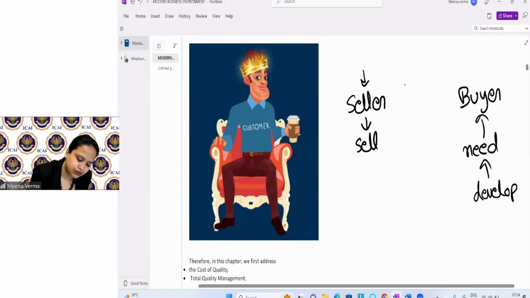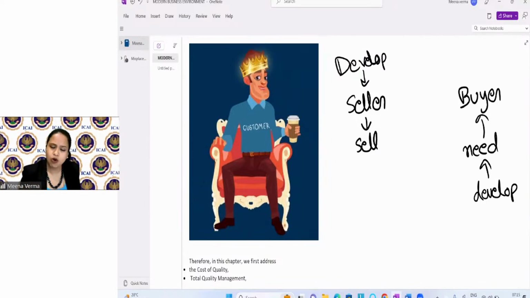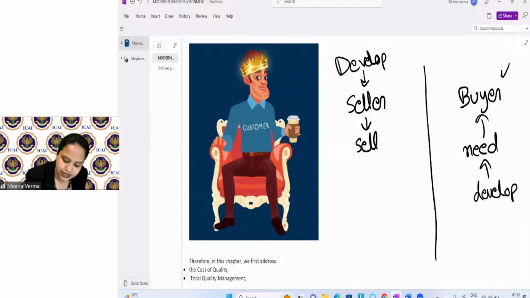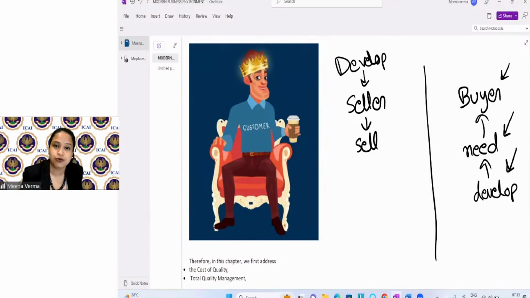Earlier, what happened? First, the supplier developed the product, and then they found the buyer through advertisement and marketing. The market was completely opposite, right? First they developed the product, then did research in the market, and then found their customer through marketing or advertisement. Now the scenario has completely changed. First, you have to find the customer, understand their need, and accordingly develop your product.